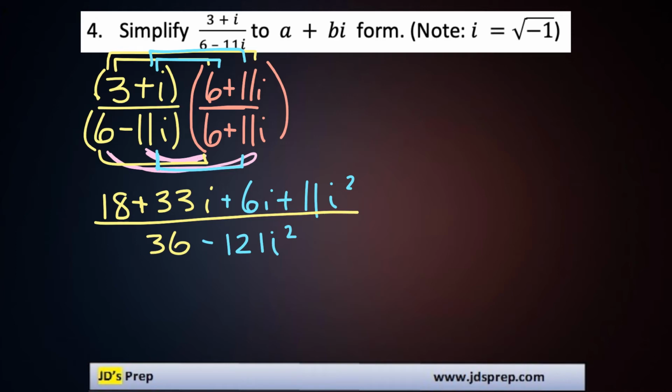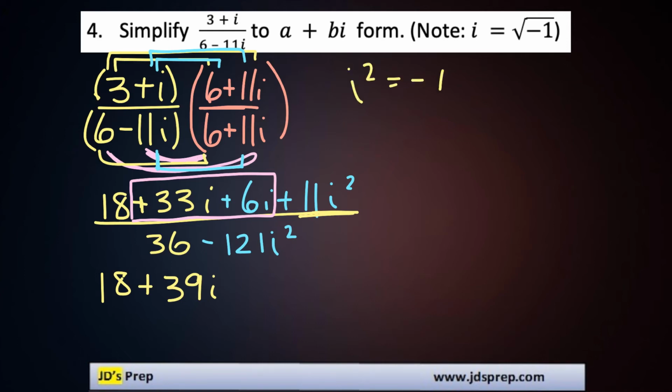Okay? All right, so now we can do some further simplification here. I am going to combine these two i terms together in our numerator. So we would have 33 plus 6 makes 39i. And then over here, remember that i squared is the same thing as negative 1, right? So when we have this 11i squared, that's the same thing as 11 times negative 1, which is negative 11. So this becomes minus 11. In our denominator, we're going to have 36.